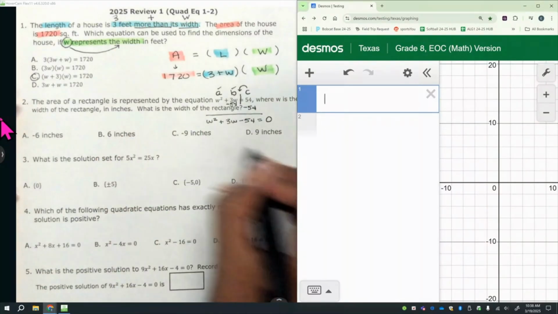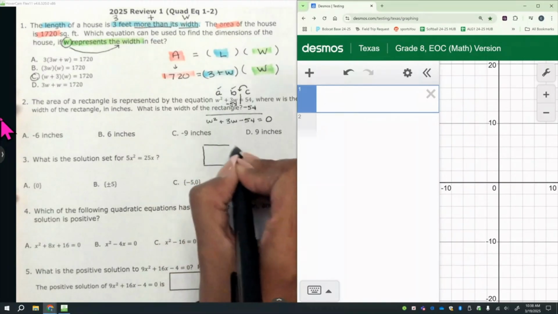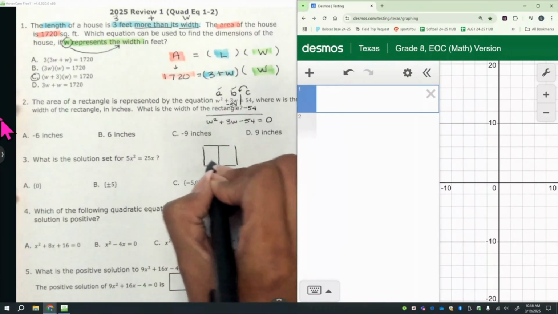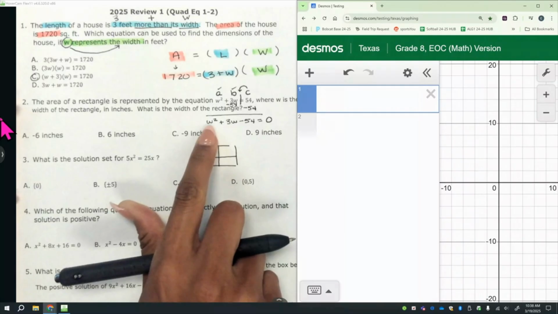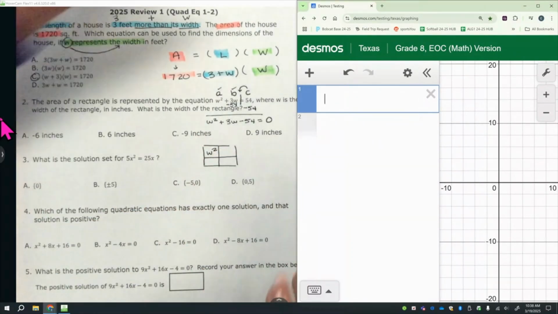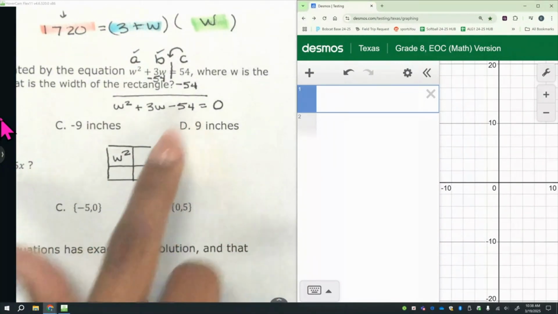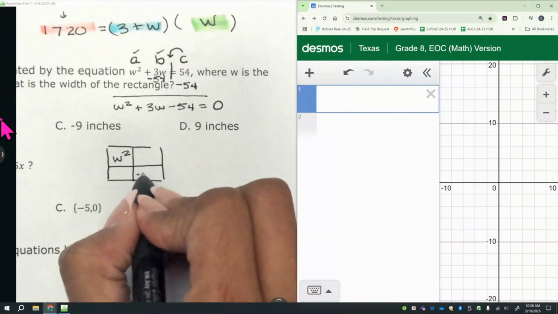Here is my box. Just going to draw it down here. When we draw our box, we say first term, first box. So W squared. I'm just going to zoom in for y'all here. Then we say last term, last box. So negative 54.